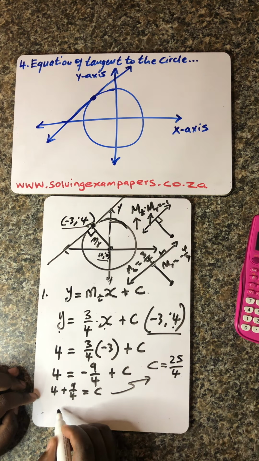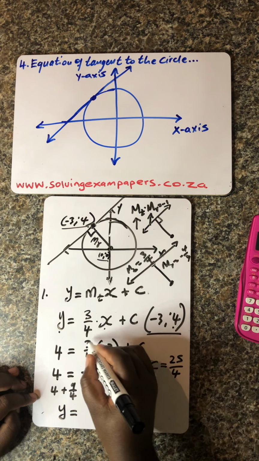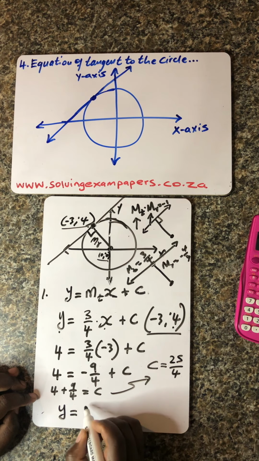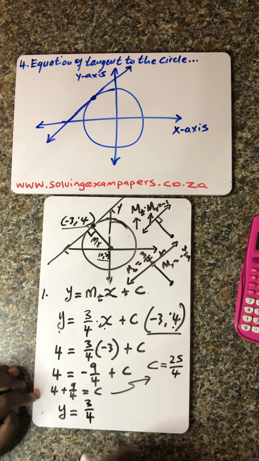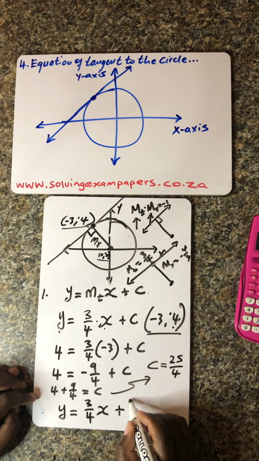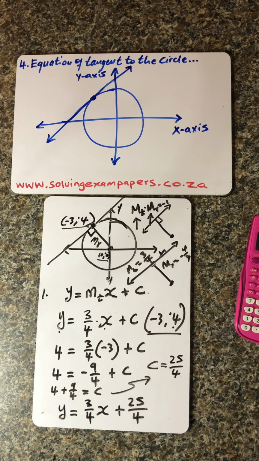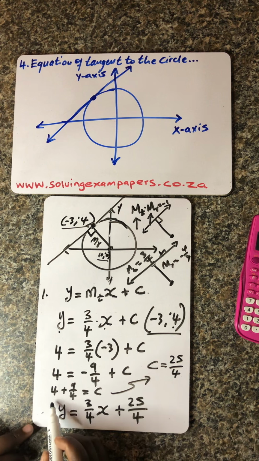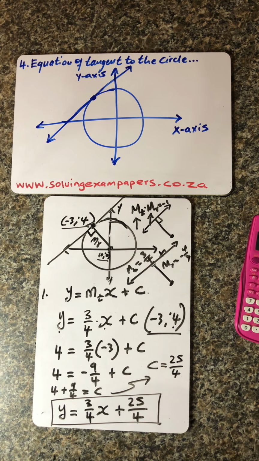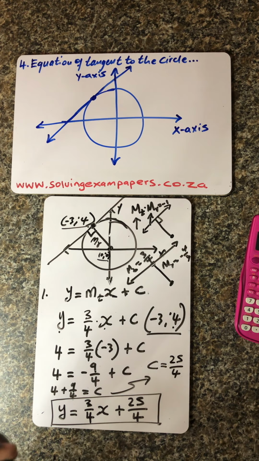So that means the equation of the tangent is y equals, remember the gradient of the tangent remains, it's 3 over 4 x plus 25 over 4. Okay, very much important, ladies and gentlemen. So this is exactly what the question wanted you to provide as part of your final answer. So ladies and gentlemen, this is how you determine an equation of the tangent.